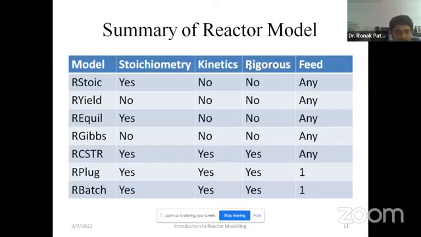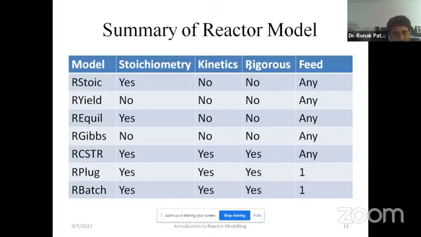REquil and RGibbs both work based on thermodynamics. They will check the thermodynamic feasibility of a reaction. For REquil, we require a stoichiometry, and it does not require the kinetics. Also, it is not a rigorous model, but it can handle any number of feed streams. RGibbs, on the other hand, does not require stoichiometry or kinetics of a reaction. Moreover, it can also handle any number of feed streams.